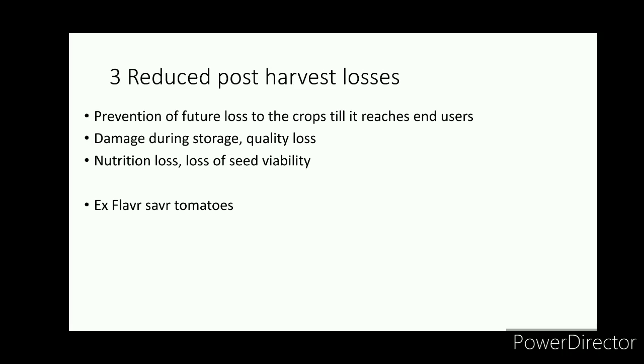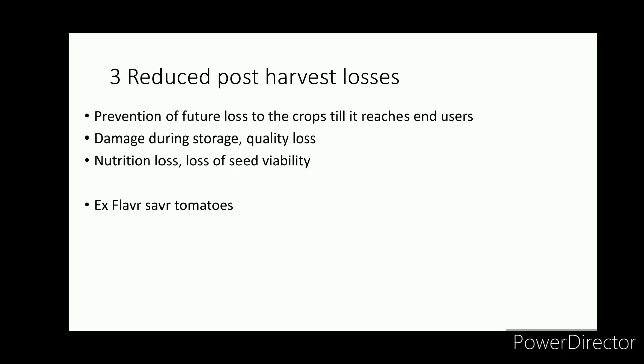So, the damage that is taking place after the harvest, any damages during the storage, during the transportation, while it is transported to the market, they are known as post-harvest losses. The post-harvest losses can be reduced by GM plants or GM crops, right? For example, if you take tomatoes, when the tomatoes are harvested, okay, they are stored, they are marketed till it reaches to the end user.